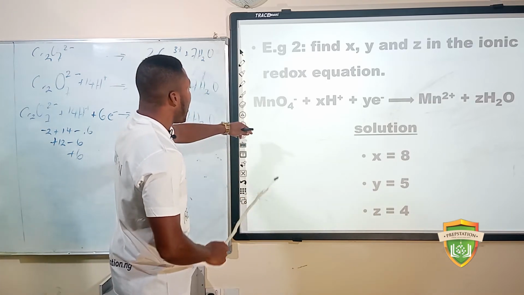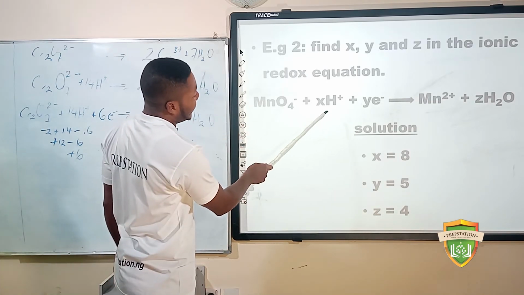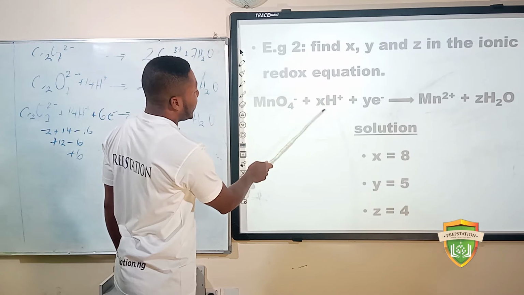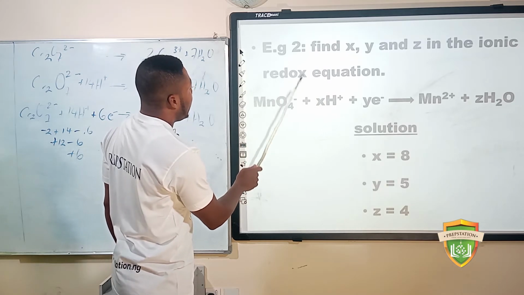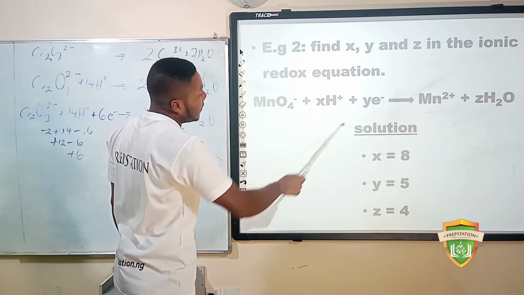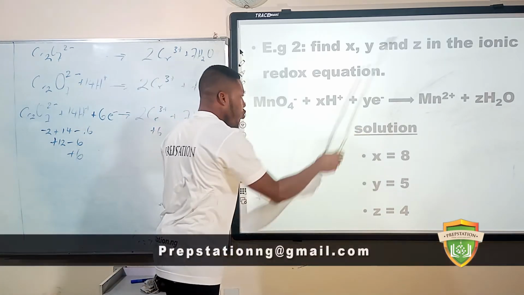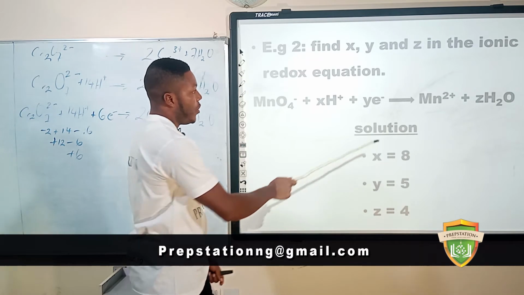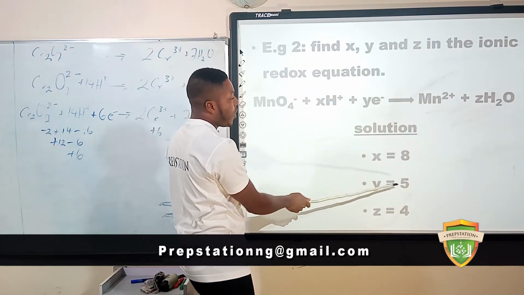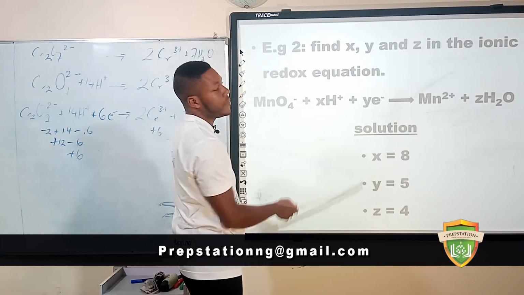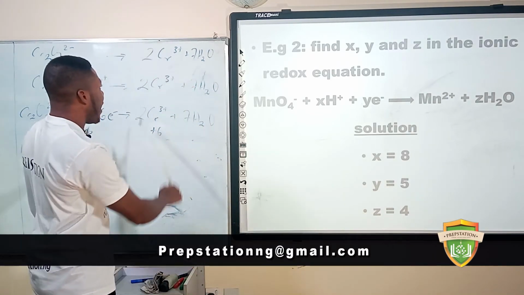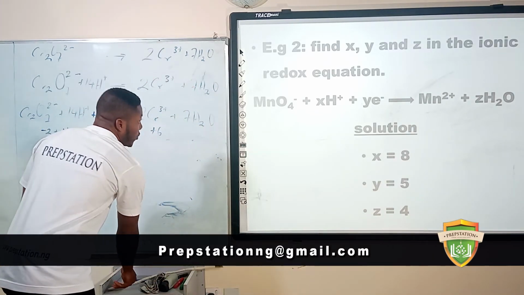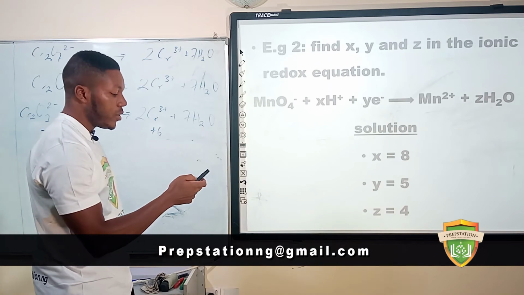So if we have minus 1 plus 8, minus 1 plus 8, that is what? That is minus 1 plus 8 is plus 7. But we are having plus 2. So if you subtract 5 from 7, you have plus 2. That's why we have y equals 5e minus. Following the same step I've described on the board for you. So that is how to balance a redox equation.